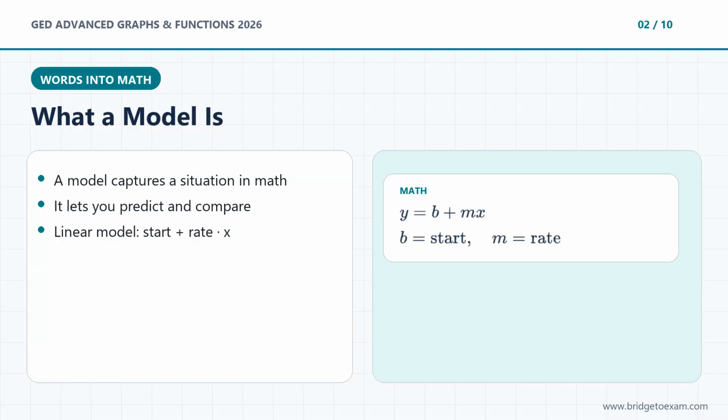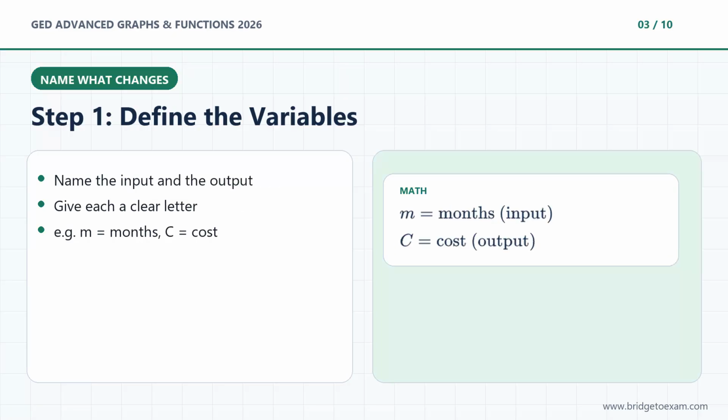A model is just a rule that captures a real situation in math. It lets you predict, compare, and answer questions without guessing. For a situation with a fixed starting amount and a steady repeated change, a linear model fits perfectly. Y equals the starting value plus the rate times x. Words in, equation out.